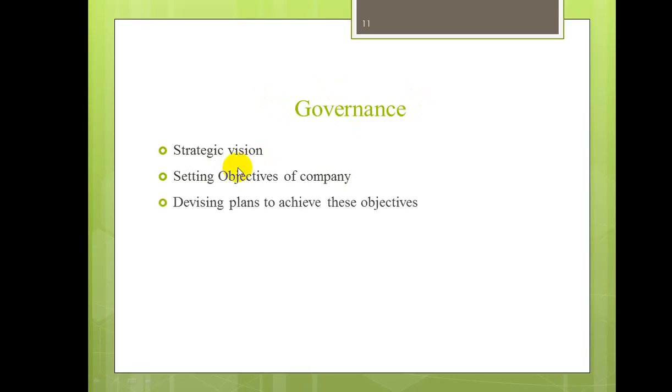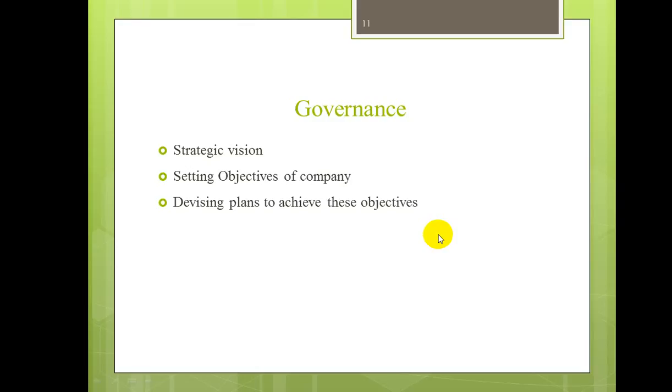Now the next one is devising plans to achieve these objectives. Here the plans are made, and the plans are divided. They are dividing the plans to achieve the objectives, yearly or quarterly. After one year we will review this. So when you divide the plans, they will definitely achieve the target.